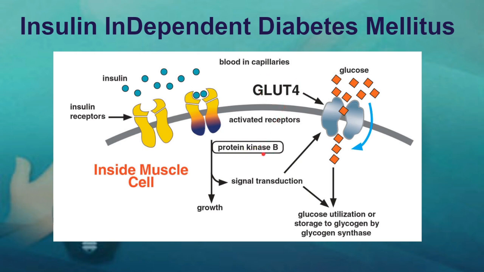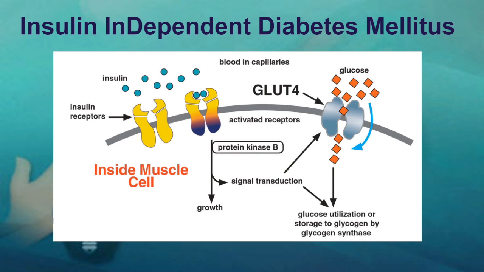This protein kinase B, which is activated, or we can say facilitated, by the attachment of the insulin with the insulin receptors, causes signal transduction. This basically signals to the GLUT4. This GLUT4 is the glucose transporter 4. Because of the activation of the glucose transporter 4, which is also present on the cell membrane, the GLUT4 opens, and because of the opening of this glucose transporter 4, which is insulin mediated, the glucose will enter inside the cell. Then this glucose is utilized, or we can say it is also stored in the form of glycogen.